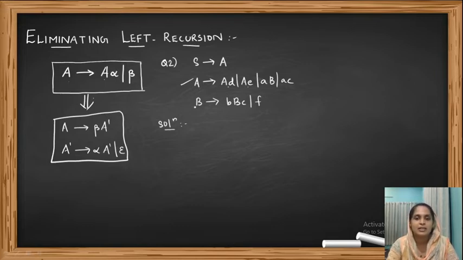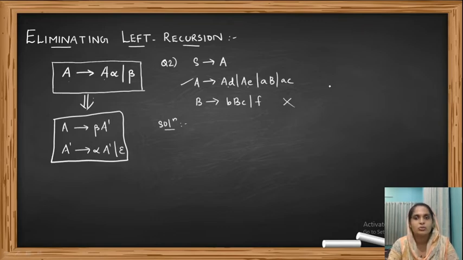And now let's consider the third production. B produces BBC bar F. Here we can say that this production is not left recursive. Why? Because the LHS is capital B, meaning it is a variable or the non-terminal B. But the RHS starts with small letter b and small letter f. That means there are no terms that start with the variable capital B. So this third production is not left recursive.